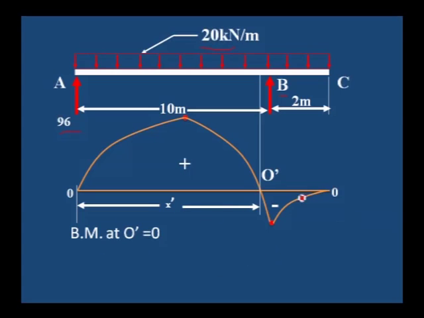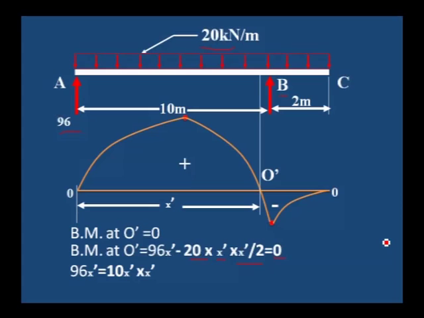Bending moment at O dash is equal to 0. That is 96 into x dash, minus 20 kilonewton per meter into x dash, which is the total load, into the distance from O dash to the center of this UDL, that is x dash divided by 2, must be equal to 0. If we simplify, we will get x dash as 9.6 meter.